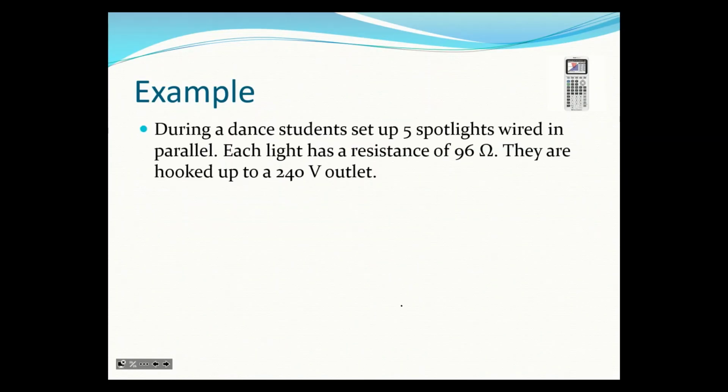Okay, and that's how you do series, which is super easy. Parallel is a little bit trickier, so let's do an example with parallel. During a dance, students set up 5 spotlights wired in parallel. Each light has a resistance of 96 ohms. They are hooked up to a 240 volt outlet.